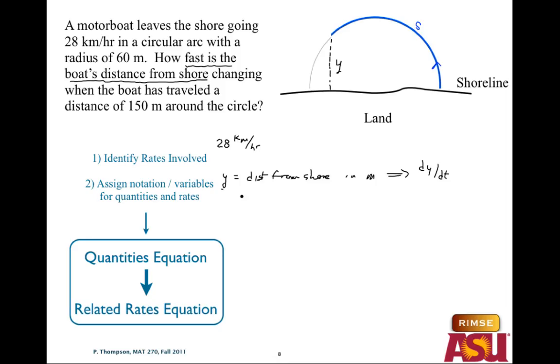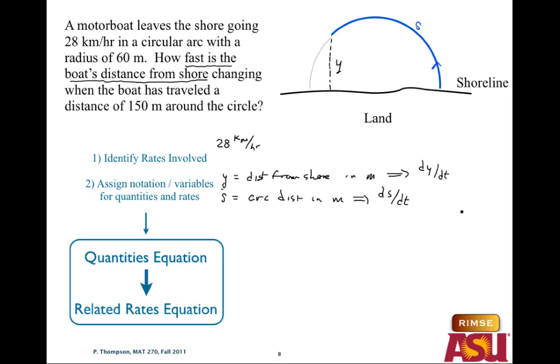And then what's our other quantity that we have? S is the arc length distance, or distance traveled by the boat, in meters. And its rate would be ds dt. So what do we need here? We need an equation that brings together y and s so that we can derive an equation that brings together dy dt and ds dt. So we need an equation that relates y and s so we can relate dy dt and ds dt.